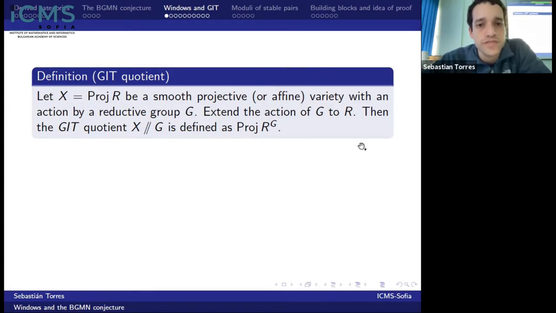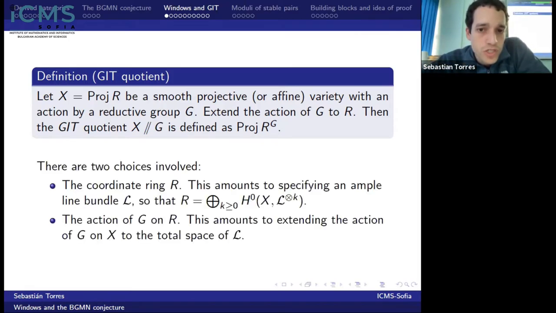So you want to build a quotient of X by G. You have an action of G on X, a reductive group, and then you want to extend the action to the ring. Then your GIT quotient will be nothing but the Proj of not R, but of the invariants, R^G, the invariants by G. That's how you define a GIT quotient.